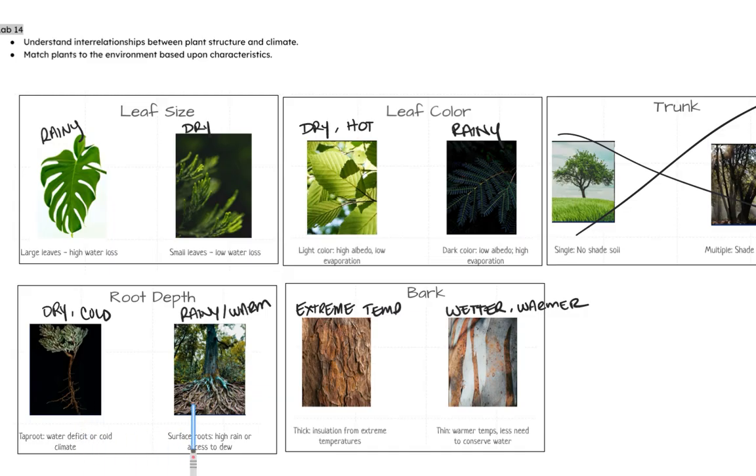So if I give you a plant that has very large, dark colored leaves, you're going to be, oh, that's obviously from a rainy environment, right? It can spare the water loss. If I show you something that is very light colored, it's going to be from a very dry and hot environment. That's it. Easy breezy, not complicated at all.